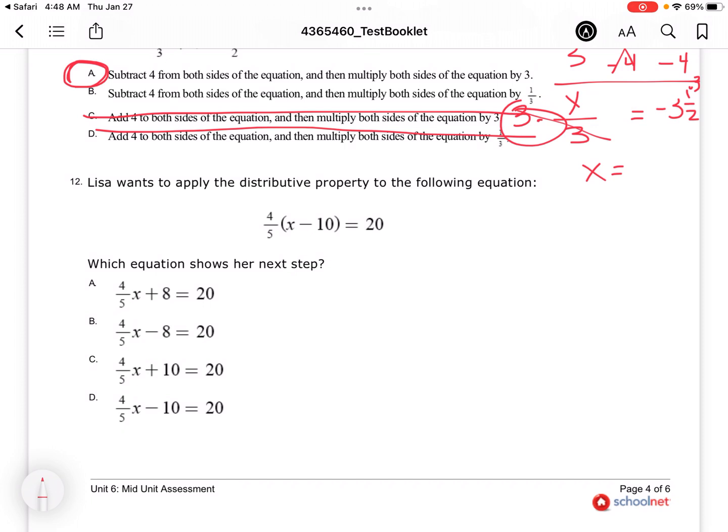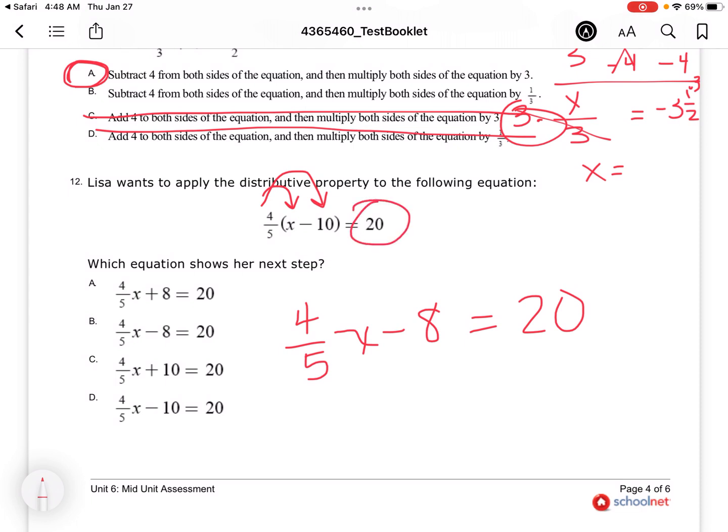Lisa wants to apply the distributive property to the following equation, which shows her next step. So I'm doing 4/5 x, and then 4/5 times -10. Well, 4/5 times -10, I can put that in my calculator, and I'm going to get -8, and that's all going to be equal to 20. Because remember, the 4/5 isn't touching the 20. So it should have been B.